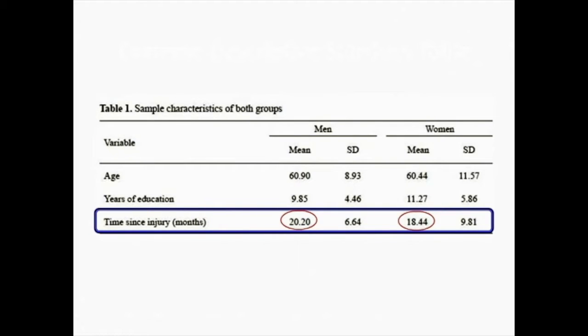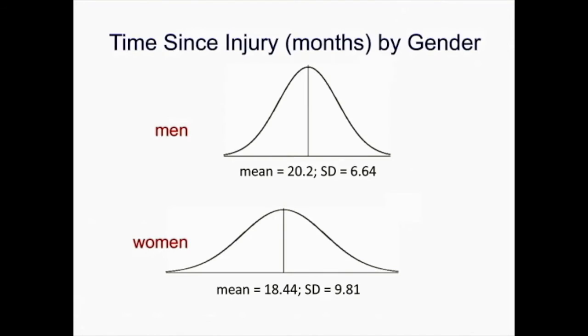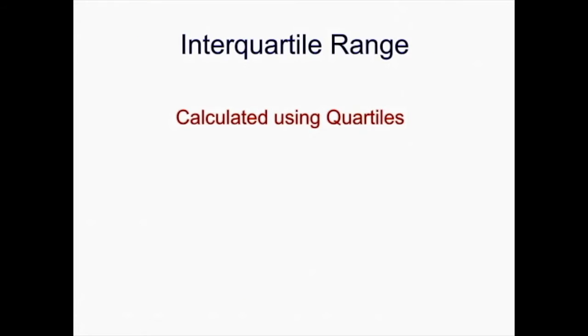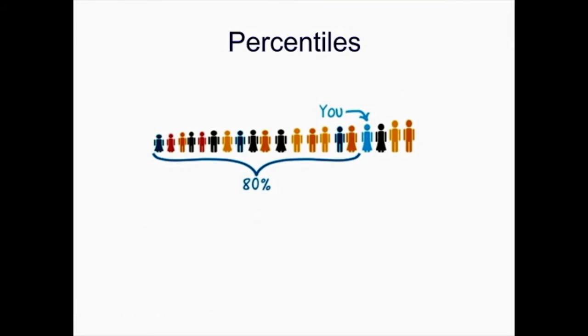Finally, the mean time since injury is higher by nearly 2 months for men. But the standard deviation is higher for women. So the mean is higher for men, but the variability about the mean is higher for women. The final measure of variability for this presentation is the interquartile range, which, as its name suggests, is determined using quartiles.